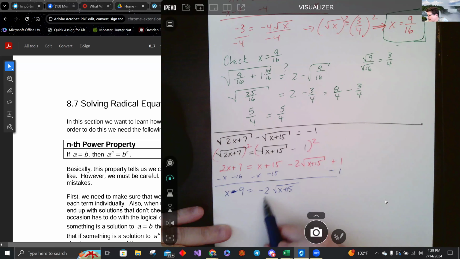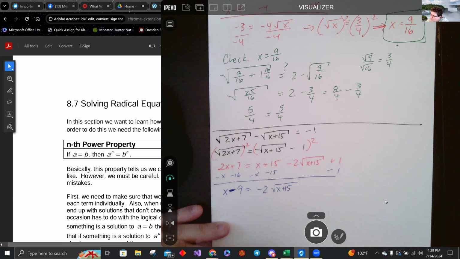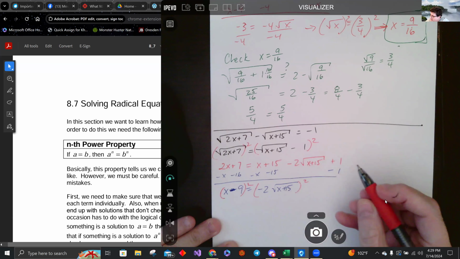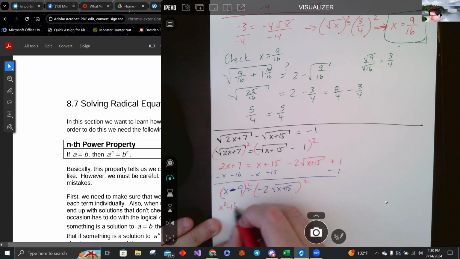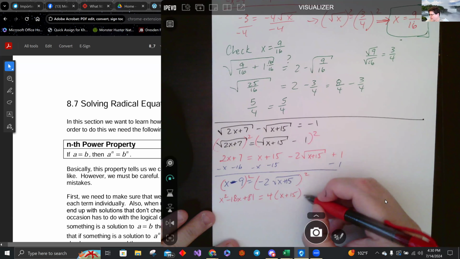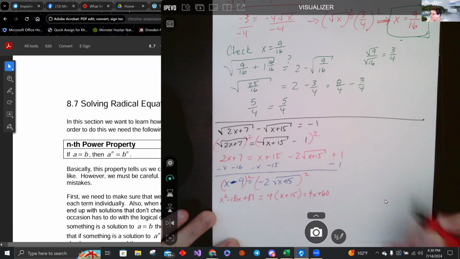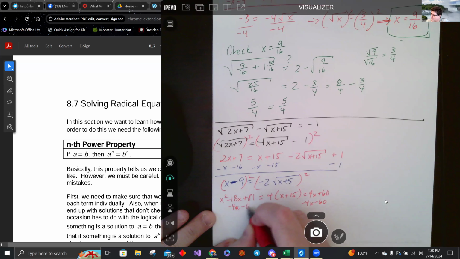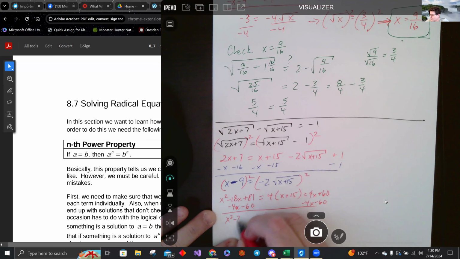Now you might think dividing by -2 is going to help, but these are all odd numbers over here. I'm actually just going to square both sides as is. And I get x squared minus 18x plus 81. Here, the -2 squared is 4. And then I have x plus 15, which is 4x plus 60 when I distribute. I will subtract 4x and 60 from both sides. I get x squared minus 22x plus 21 equals 0.